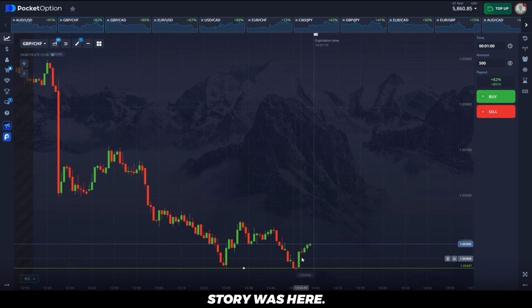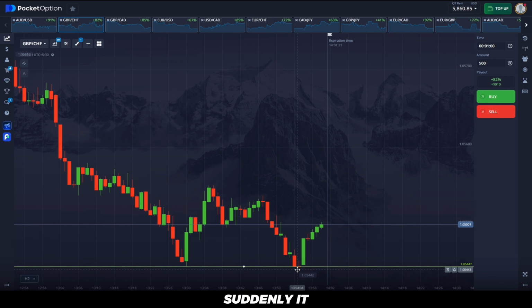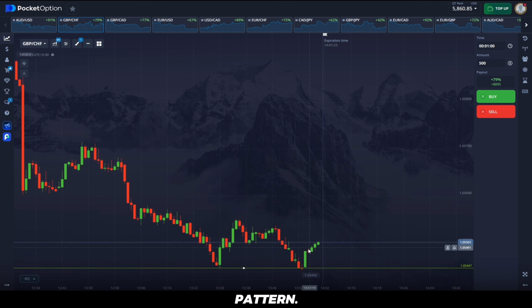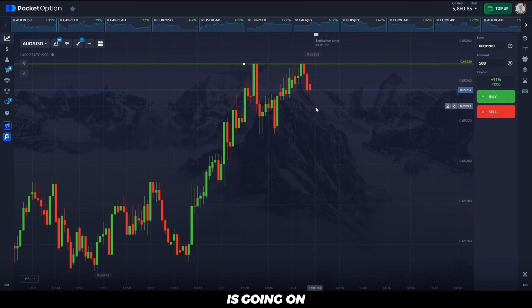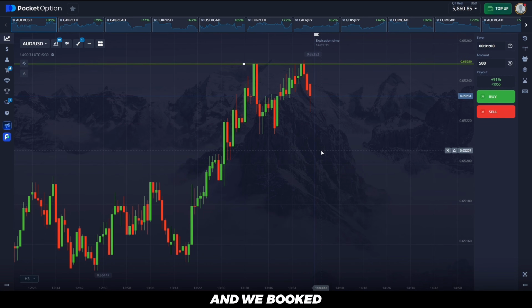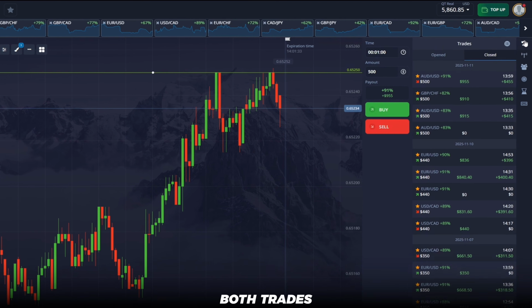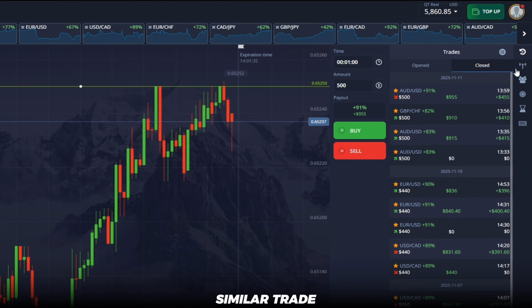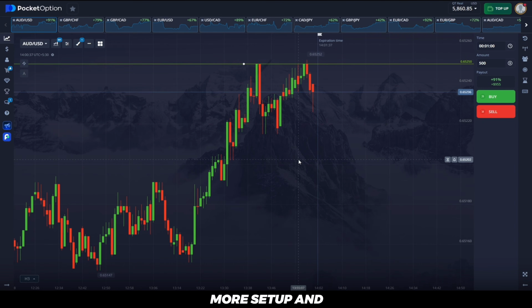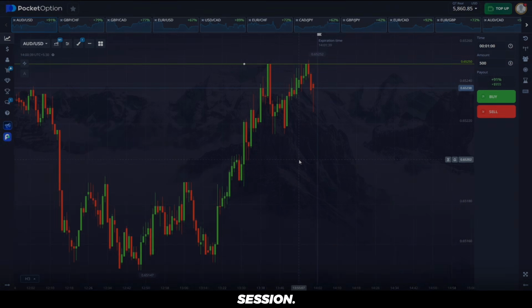And a similar story was here. When price tried to break, suddenly it formed a reversal pattern, and after that price reversed, and the same thing is going on here. So it's the exact same replica, and we booked profit in both trades. These are similar trade setups. Let's find one more setup and then we will end this session.